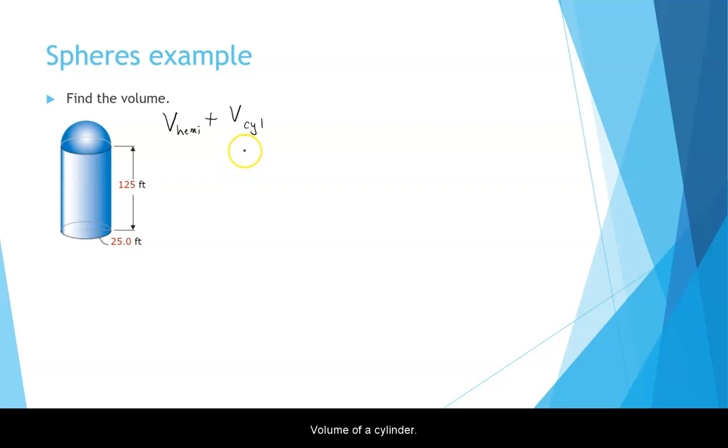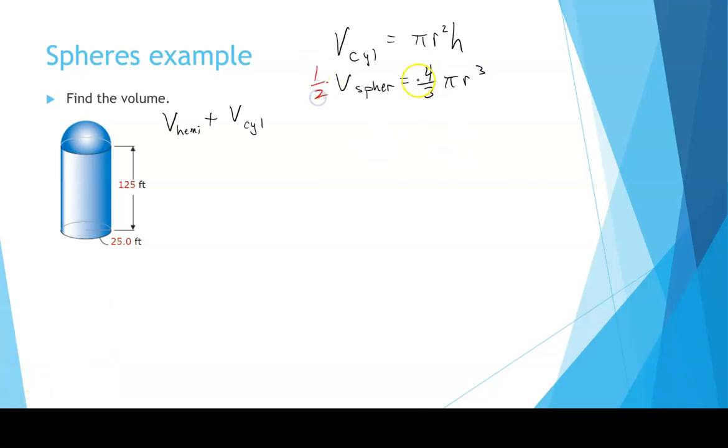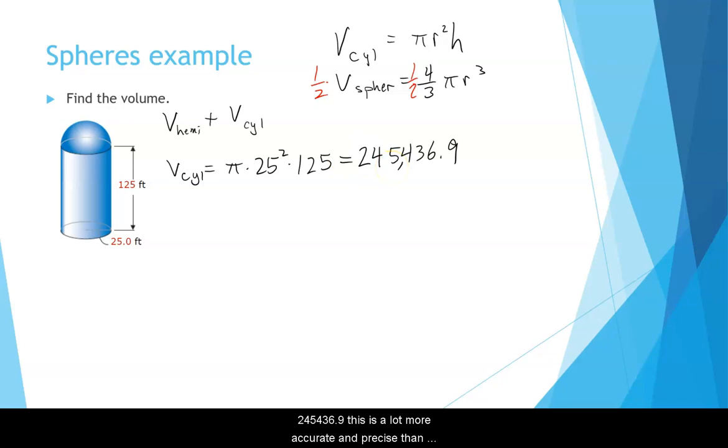The volume of a cylinder is pi r squared times the height. The volume of a sphere is 4/3 pi r cubed. Since we're only dealing with half of a sphere, I am going to multiply that by 1/2. So the volume of the cylinder here is pi times 25 squared times 125, which works out to be approximately 245,436.9. This is a lot more accurate and precise than what we need, but we'll keep it for now.